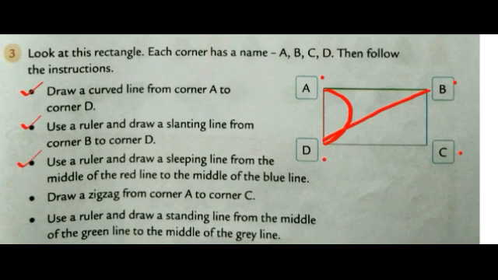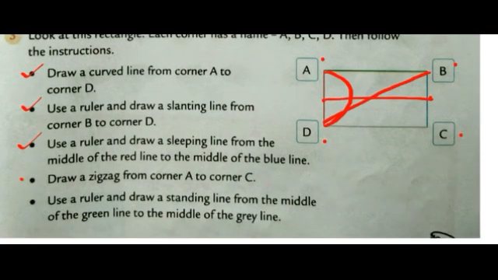So now let's see the third point, what they are asking. Use a ruler and draw a sleeping line from the middle of the red line to the middle of the blue line. From the middle of the red line to the middle of the blue line, till here we have to draw a sleeping line. This way.